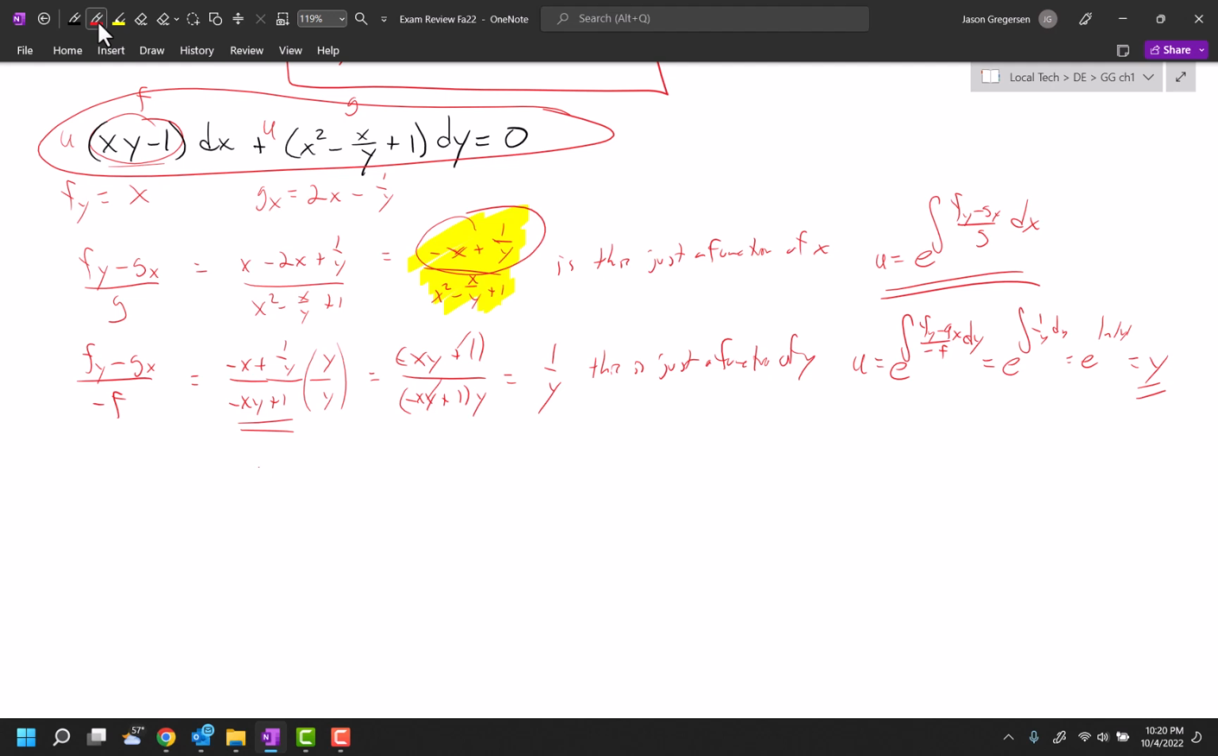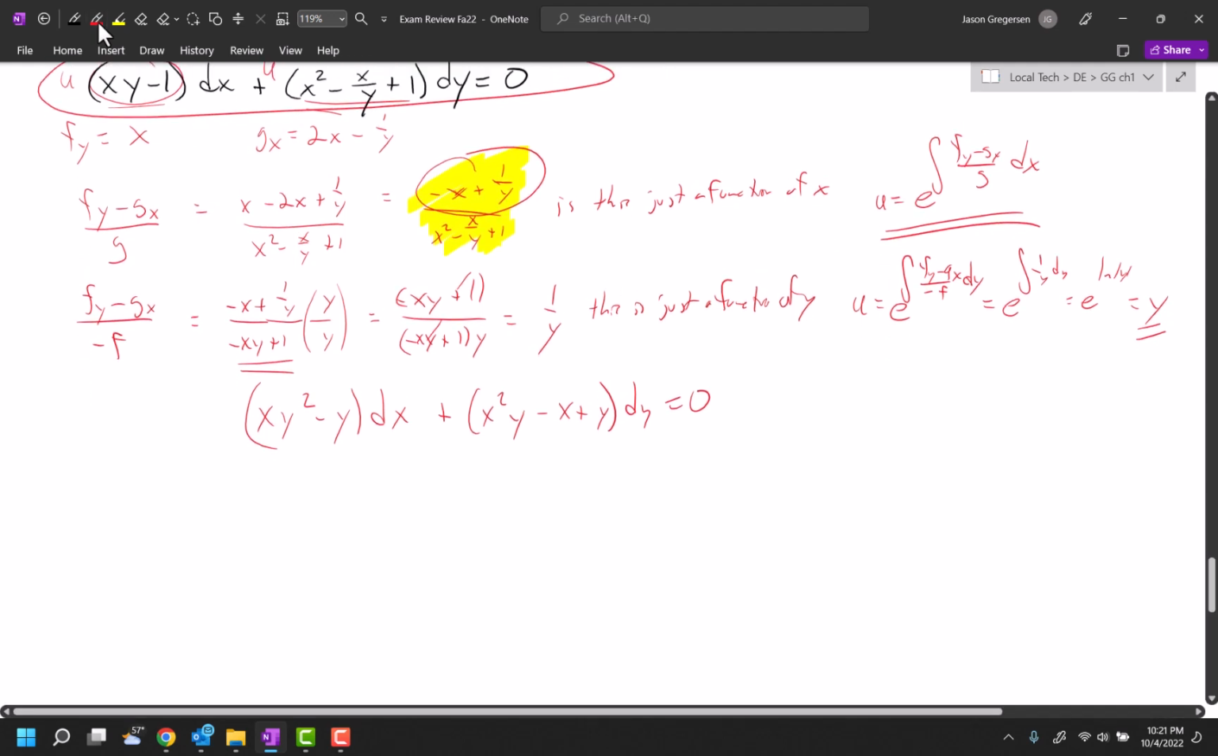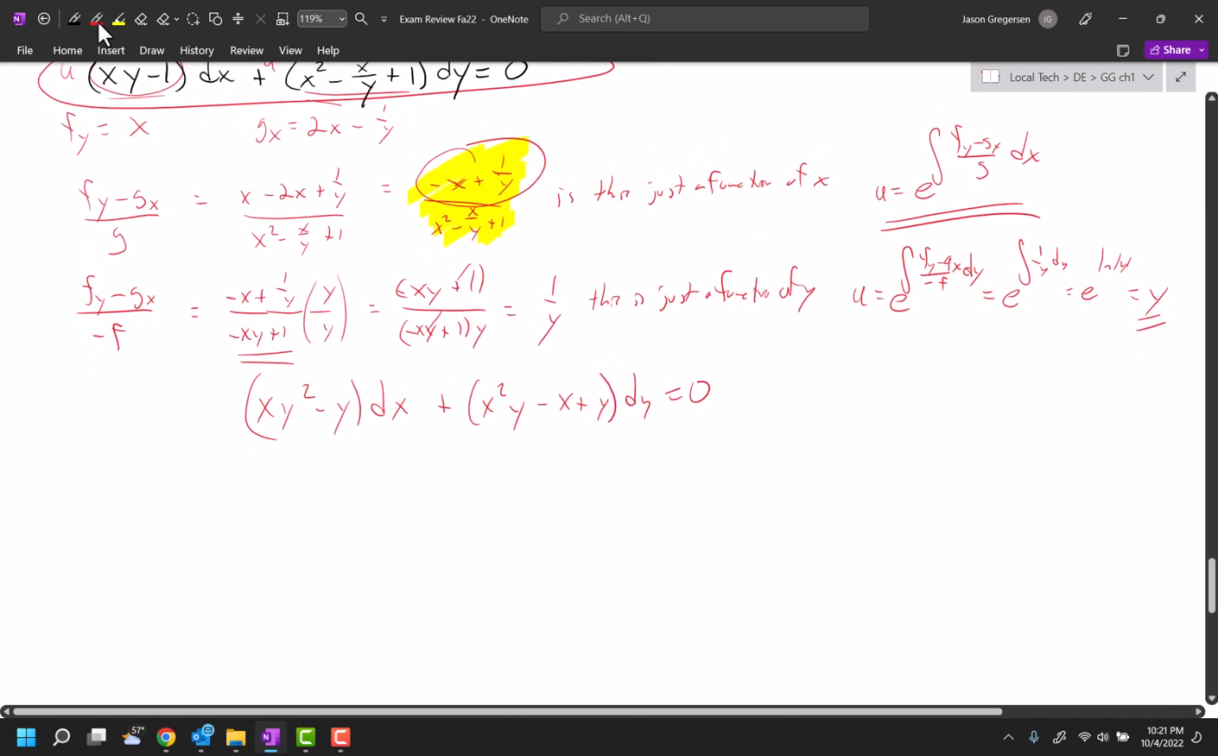I'd get xy squared minus y dx plus y times the second piece, so that would be x squared y minus x plus y dy equals 0. This differential should be exact. We can actually test that real quick here.